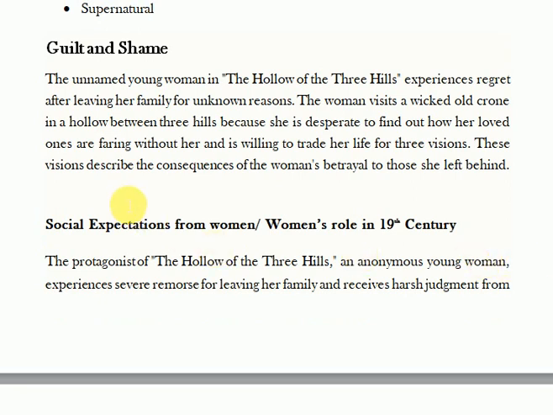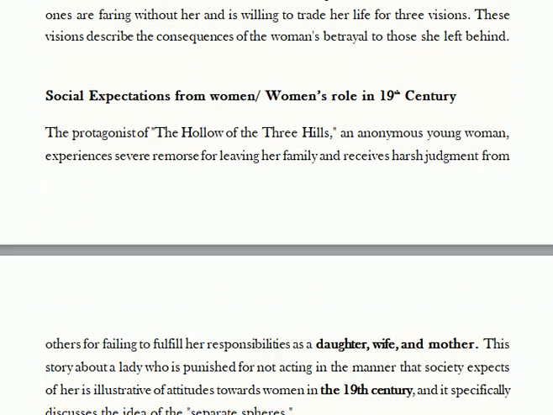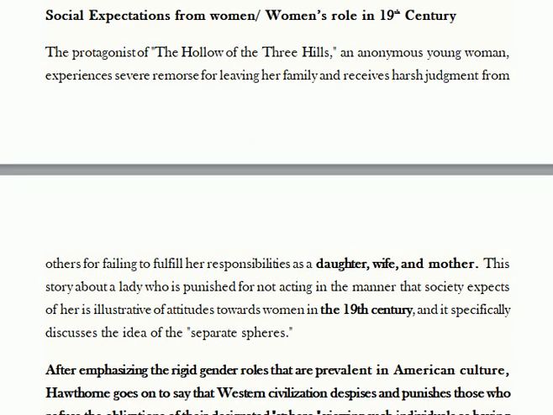They describe the consequences of the woman's betrayal to those whom she had left behind, and those she had left behind include her parents in the first vision, her husband in the second vision, and her child in the third vision, which left her with more disappointment, and at the end she became a victim of a tragic death. So that also points to another important theme, which is the social expectations from women, or women's role in the 19th century, which is the hallmark of Nathaniel Hawthorne.